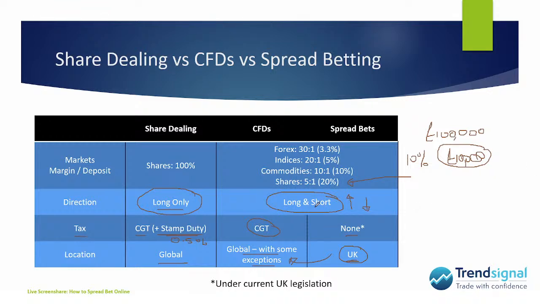So you can go long and short, you can make money on rising or falling prices. Taxation wise, under current legislation, is 0, and it's predominantly a UK product. Okay.